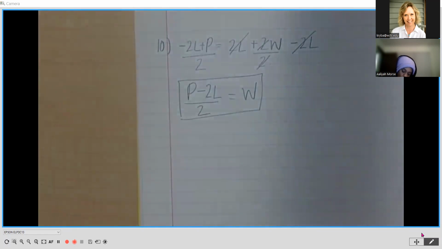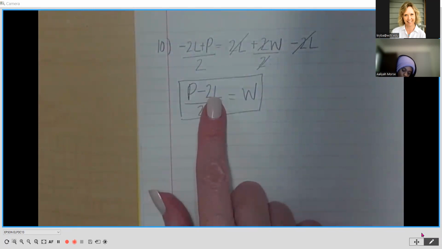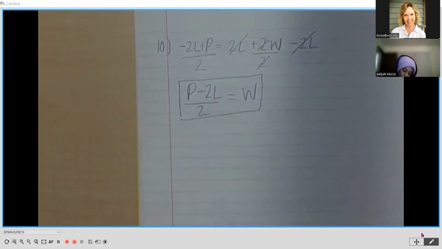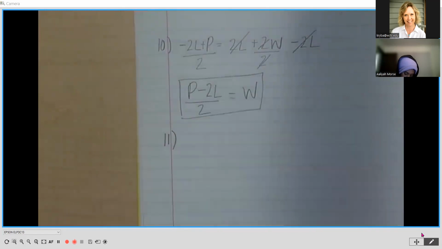Now, let's say you left it as negative 2L plus P over 2. I will never mark that wrong. All right, you did the problem correctly. I'm just showing you the best practice, but it's not wrong if you lead with the negative 2L plus P. All right.